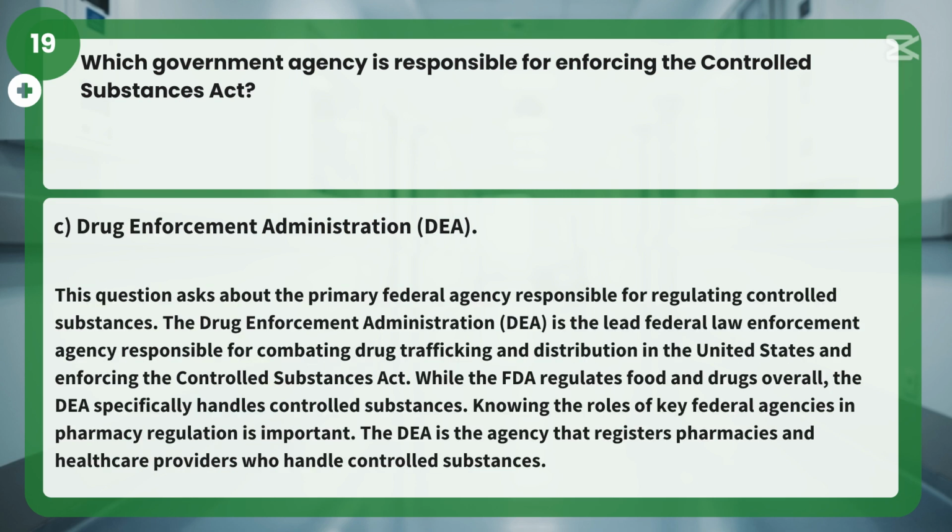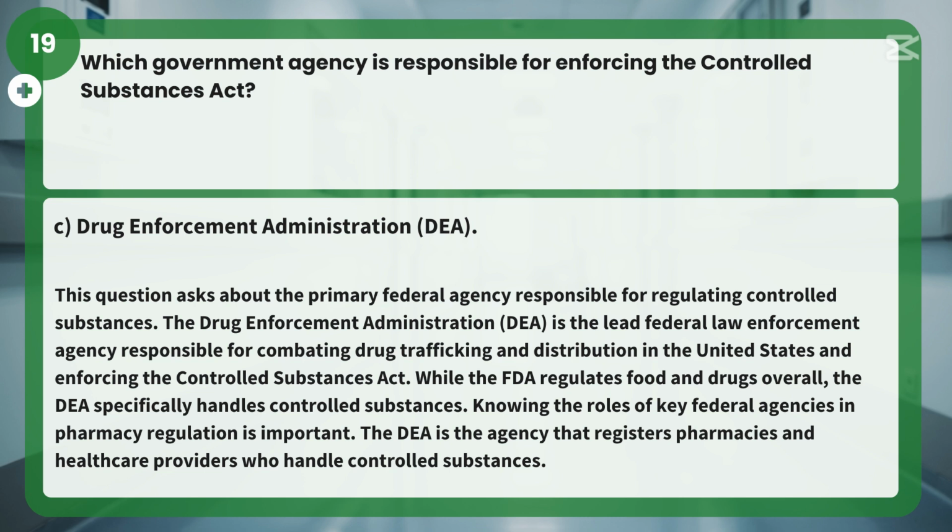Answer: C. Drug Enforcement Administration, DEA. This question asks about the primary federal agency responsible for regulating controlled substances. The Drug Enforcement Administration, DEA, is the lead federal law enforcement agency responsible for combating drug trafficking and distribution in the United States and enforcing the Controlled Substances Act.